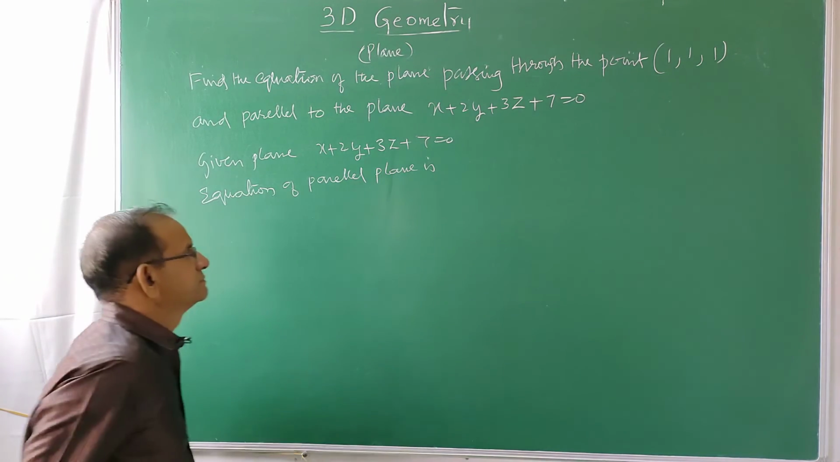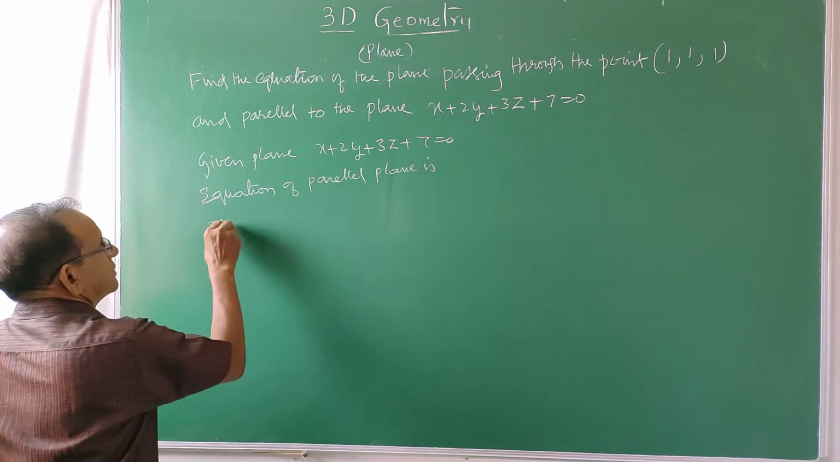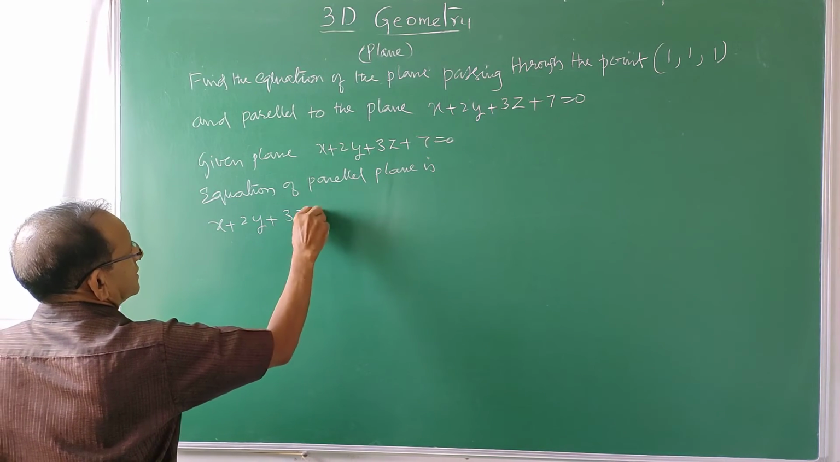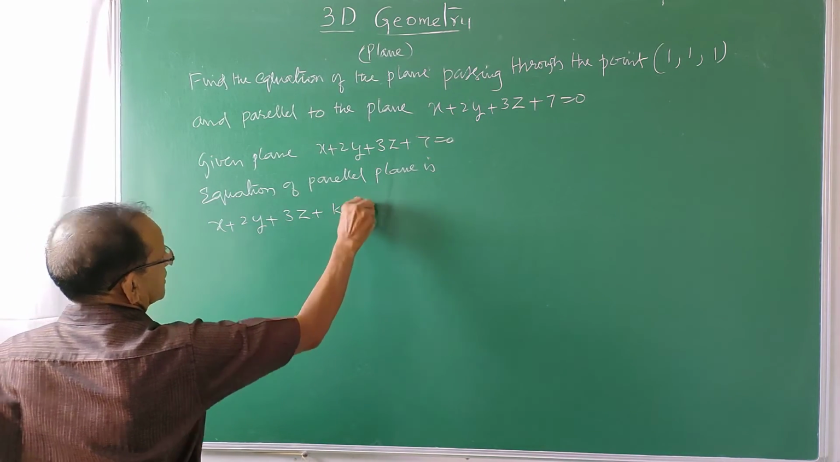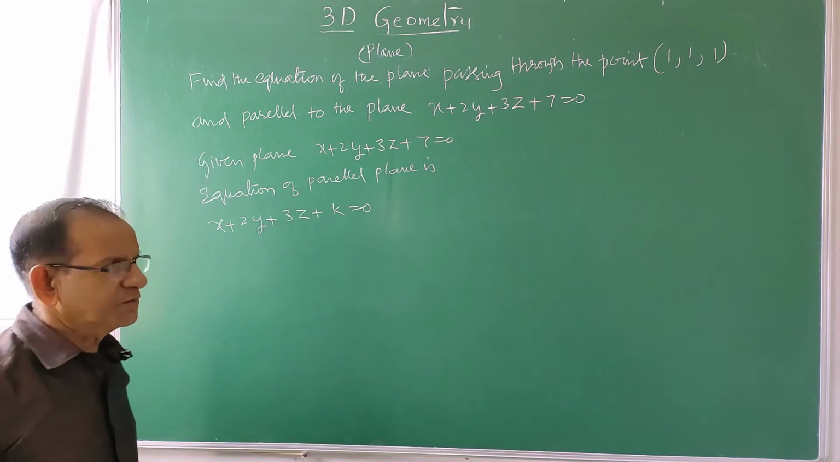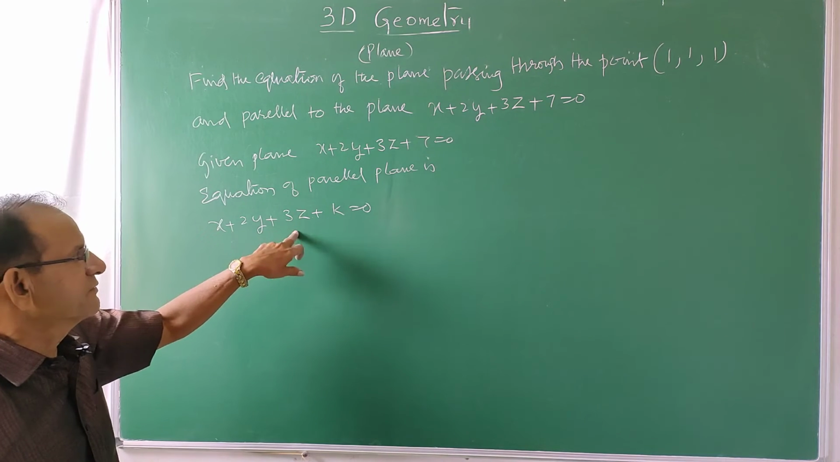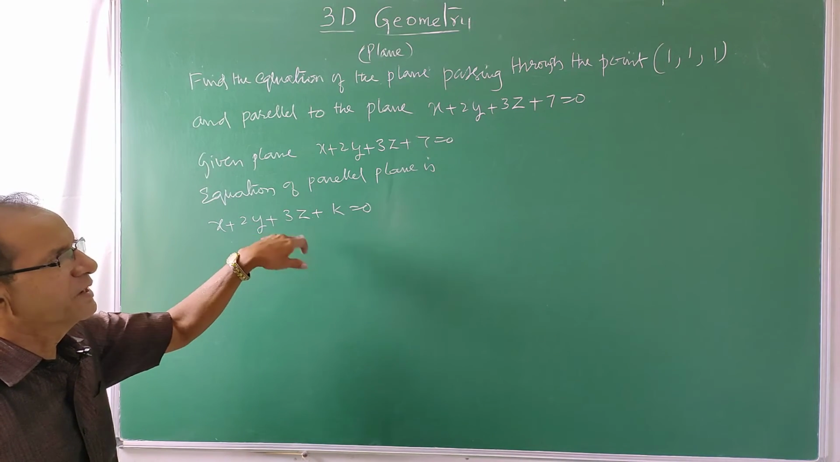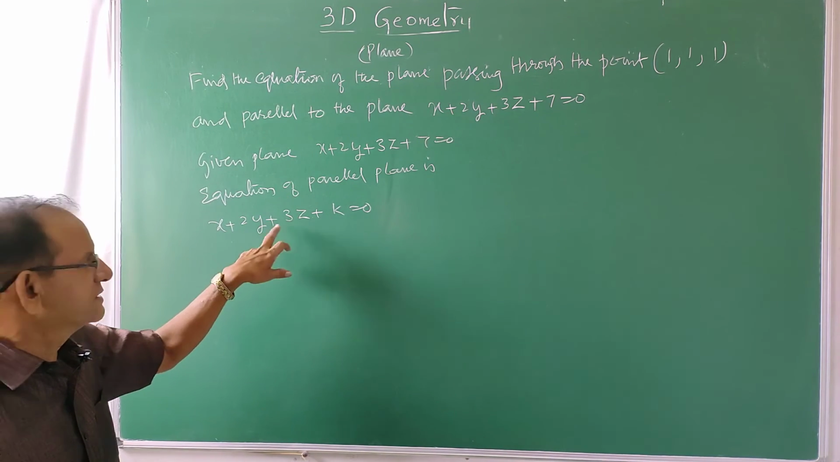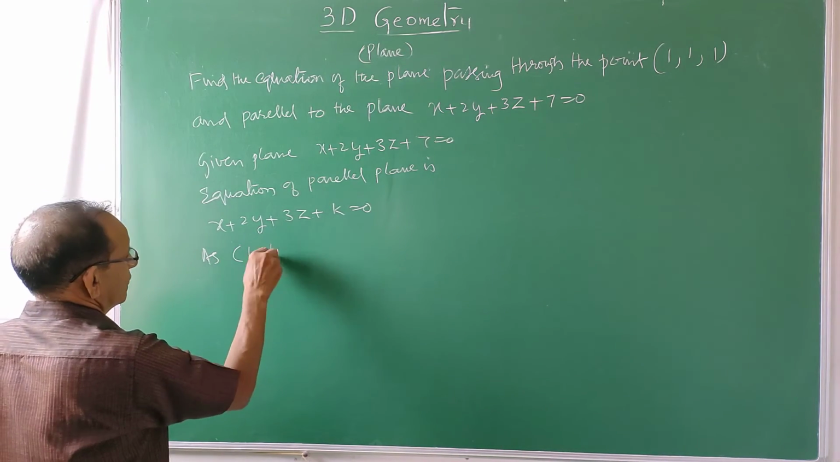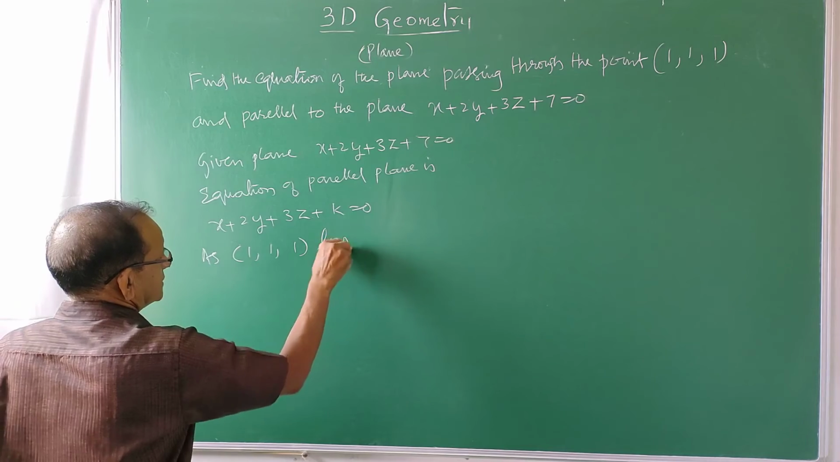is x + 2y + 3z + k = 0, where k is some constant. To get the value of this unknown k, we have to substitute the given point on that plane. What is the point given on that plane? (1, 1, 1) lies on this plane.